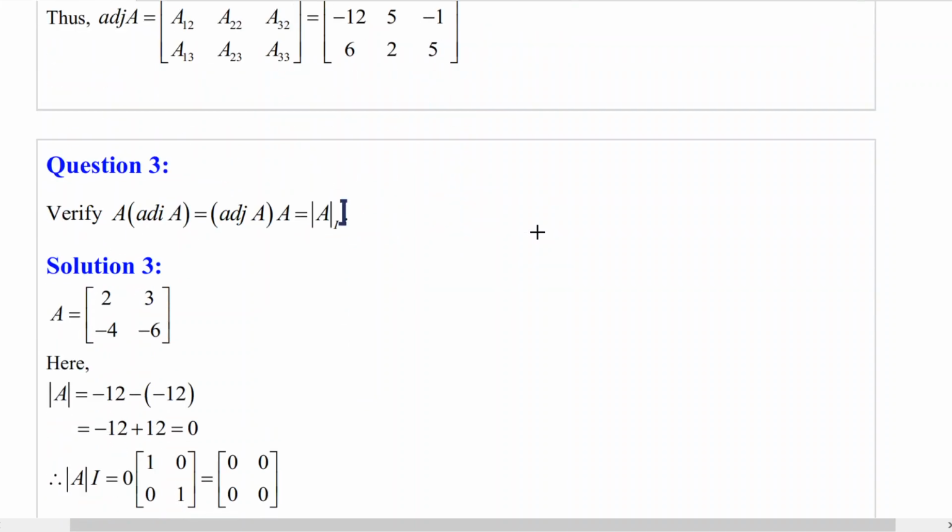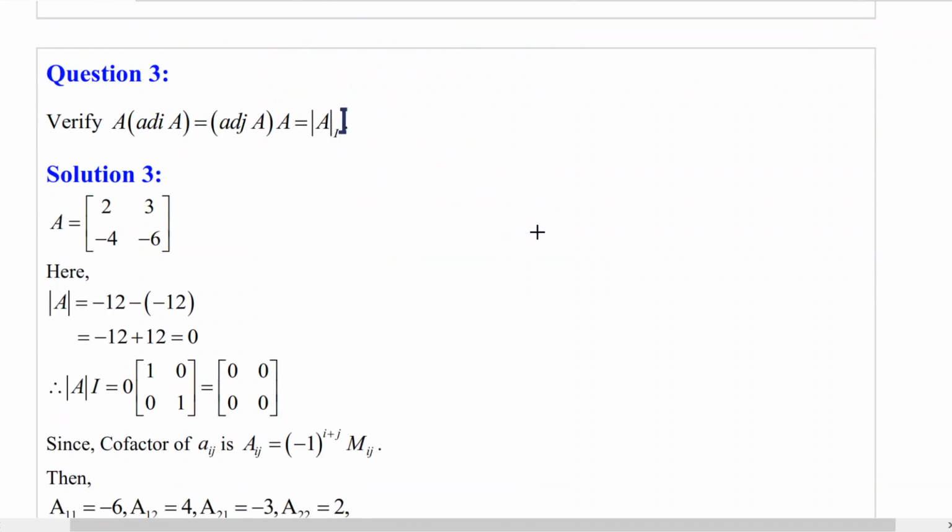Okay, so let us proceed to question number 3. Something new to learn. Whenever you multiply A with adjoint A, or adjoint A with A, it is always equal to determinant A into I for any matrix, and we have to verify this for this matrix. Always remember, A into adjoint A and adjoint A into A both are equal to determinant A into I, where I is the identity matrix. Let us see.